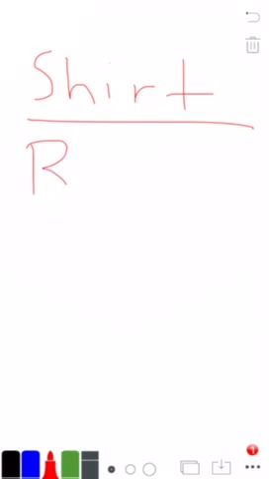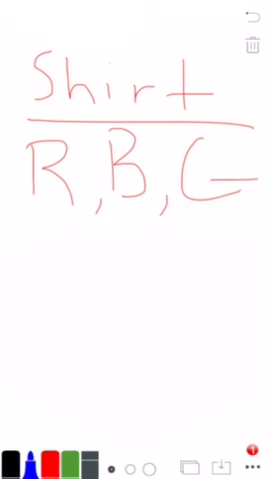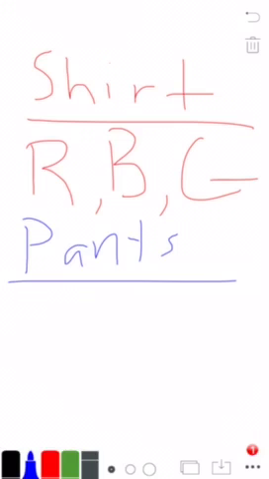you have red, blue, and green. For your pants, you can have black or gray. We need to figure out how many combinations we could have for one shirt and one pair of pants.